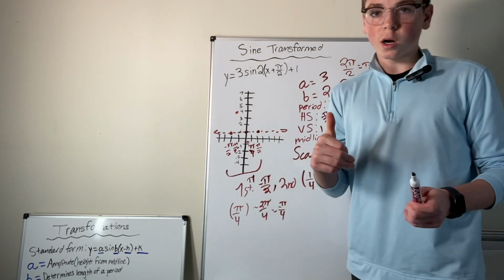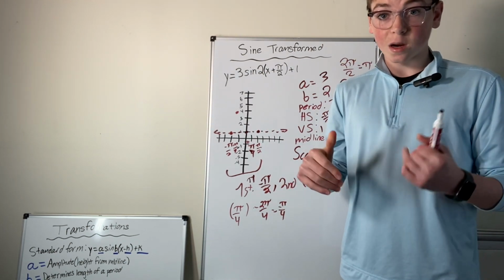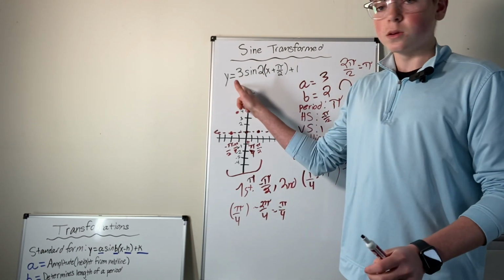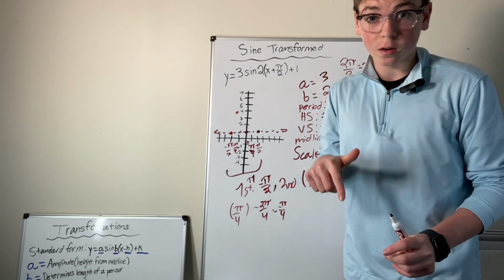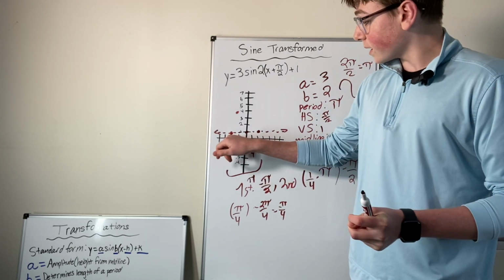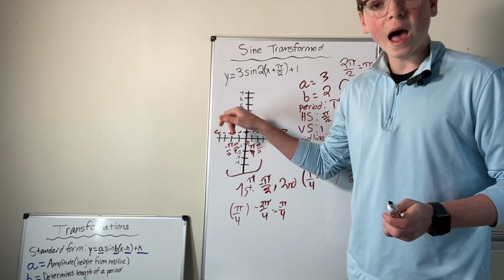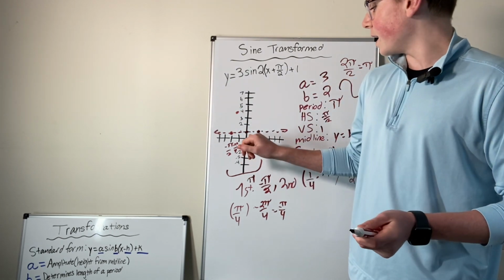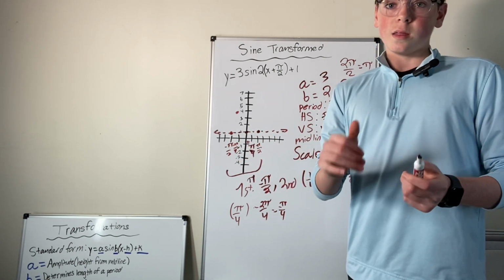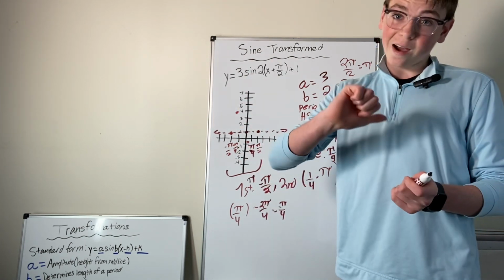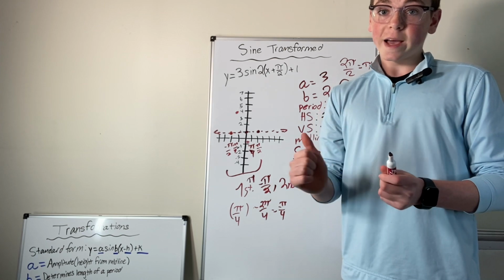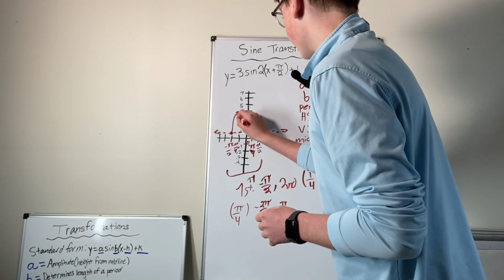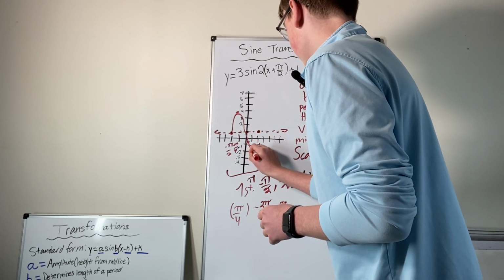So each point, your starting point in sine is always going to be at the midline. Then second point, it'll go up your amplitude amount from the midline, unless your amplitude is negative, then it'll go down. Then next point, go back to the midline. Then next point, it'll be your amplitude down from the midline. And then your last point will be back on the midline. So our graph looks like this.